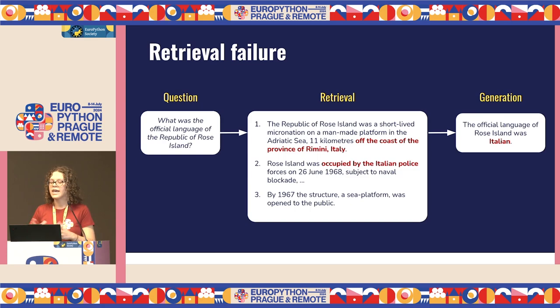And then it tells you that it had a problem with the Italian police. So okay, it was really close to Italy somehow, it had a relationship with it. And it says nothing else. So the LLM really takes a best guess here, reads the context, and thinks, most likely the official language must have been Italian, which we know is not true. So this is clearly a retrieval failure: the LLM is doing its best, but the retriever just confuses the LLM into providing a wrong answer.